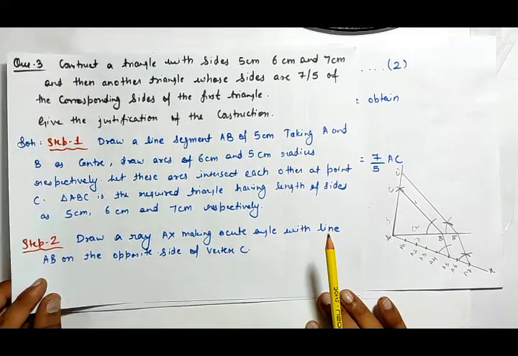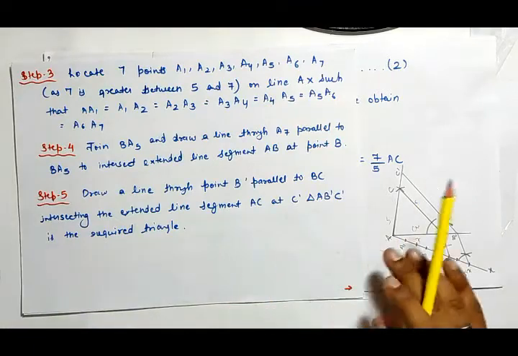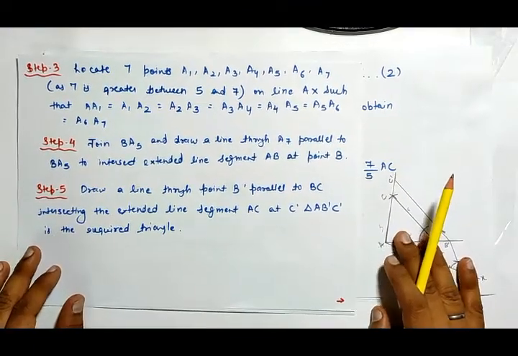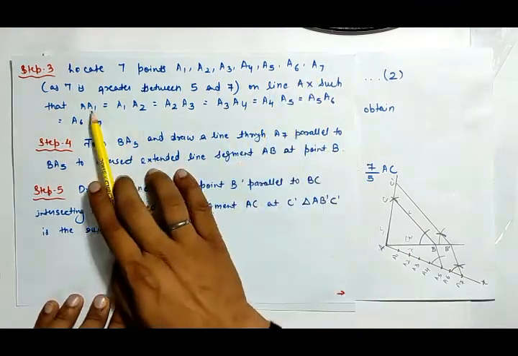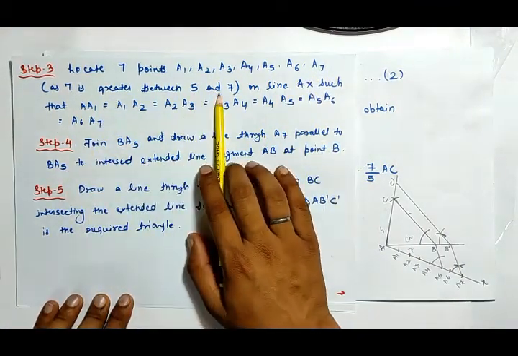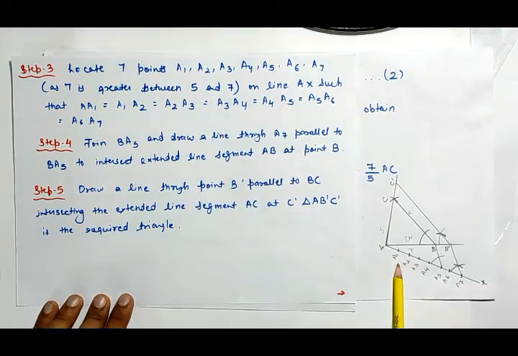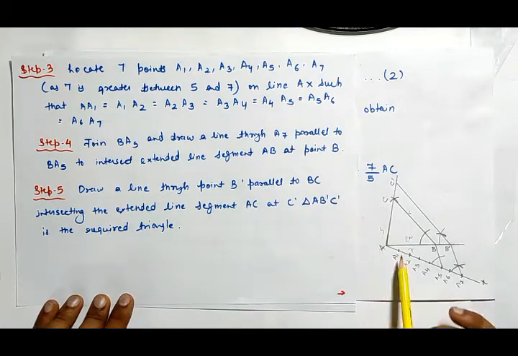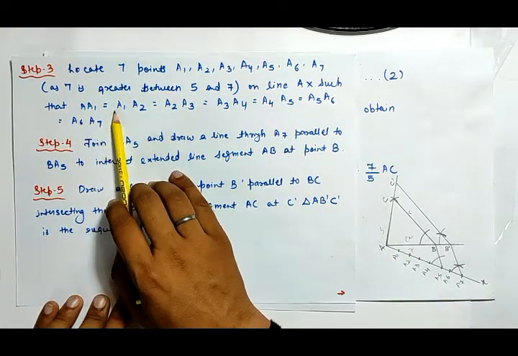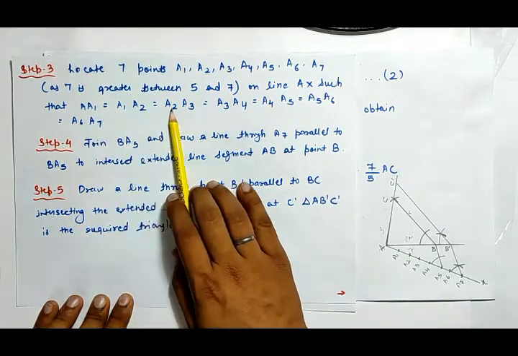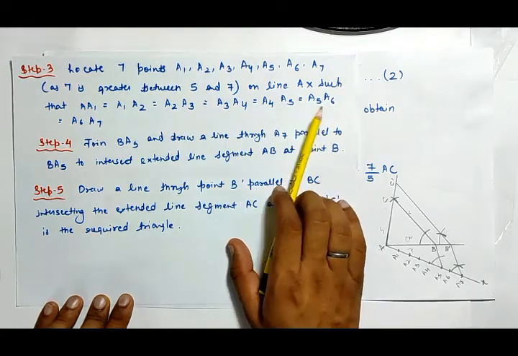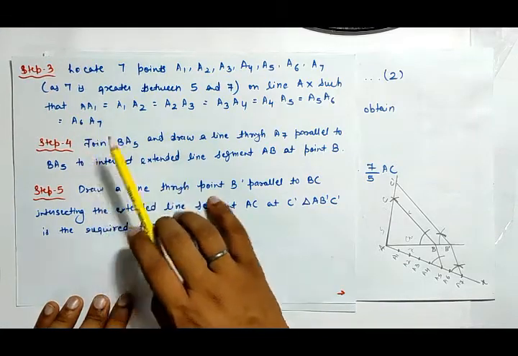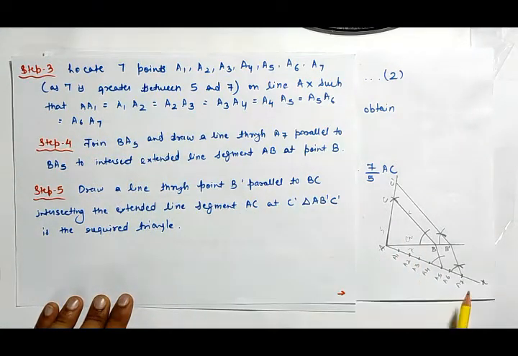Now in step number 3, we have to locate 7 points A1, A2, A3, A4, A5, A6, A7, as 7 is greater between 5 and 7. We have to make these points on line AX such that A1A2 is equal to A2A3, A3A4 and so on. Like this, these must be equal.